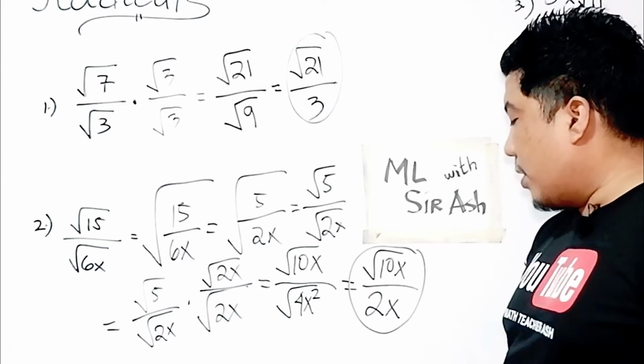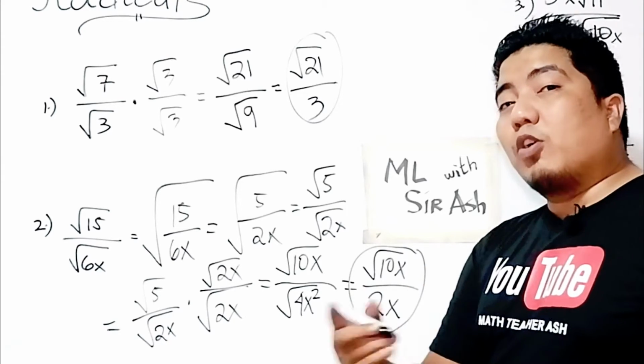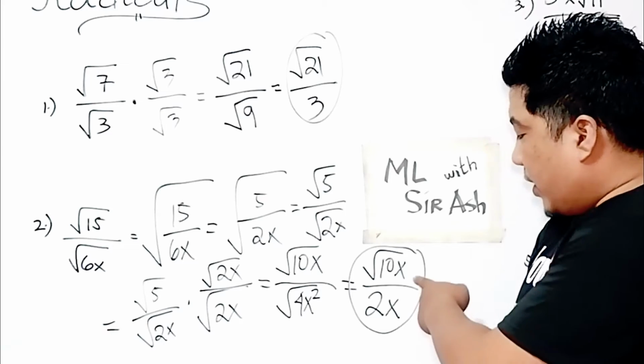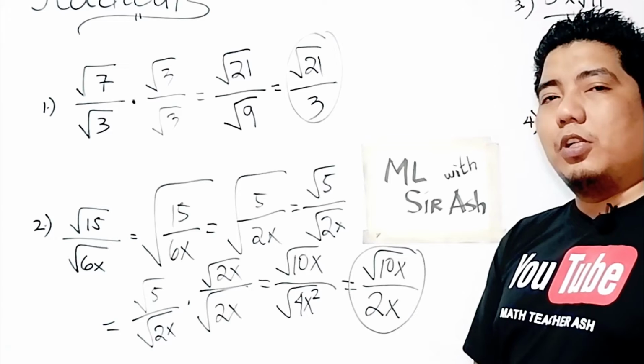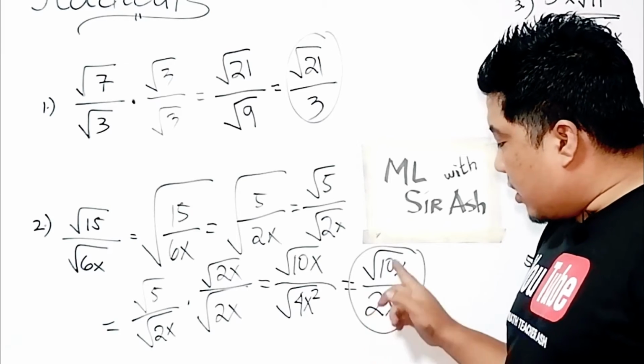Now, as you can see, my dear math learners, you might be asking, and one of the confusions of the students is that if they see an x here and another x here, they will cross that out. My dear math learners, do not do that. Or they will just divide 10 and 2.